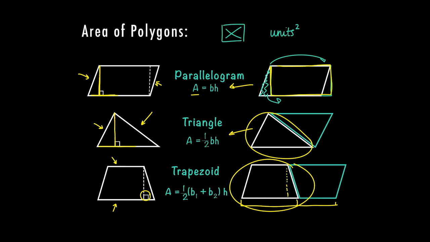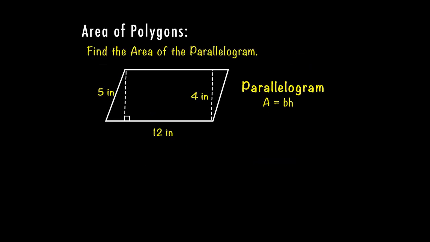Let's go ahead and see if we can practice some examples. So first we want to find the area of this parallelogram. So two things we need to pay very close attention to is which one is my base. That one's usually pretty easy to figure out. So the base in this case is 12.